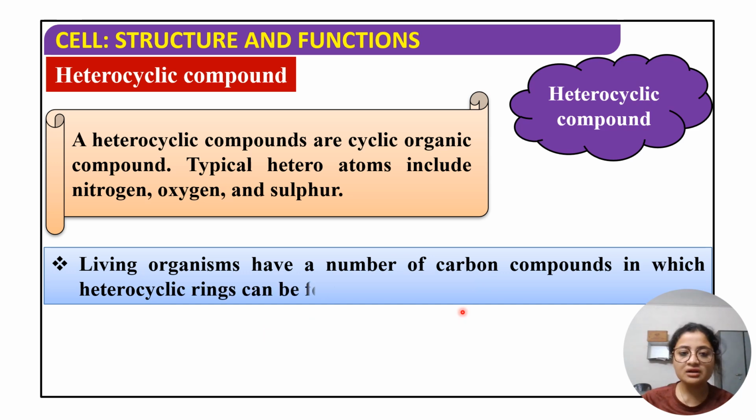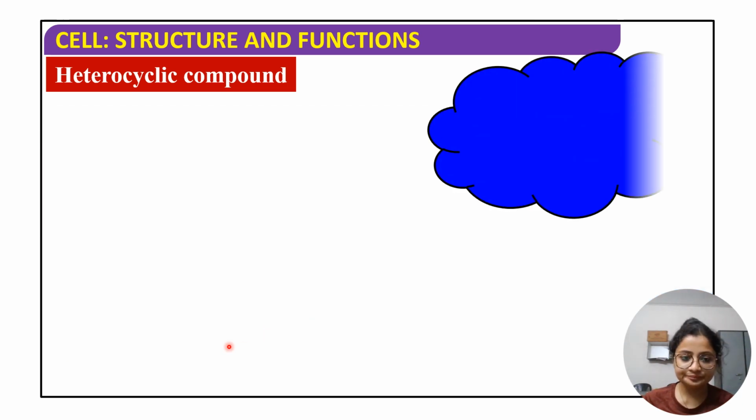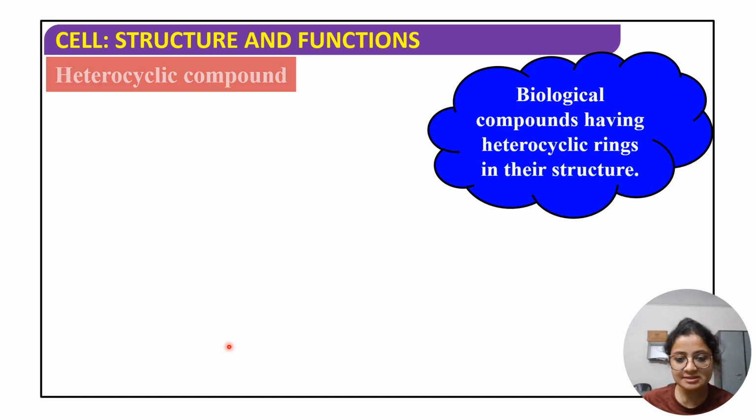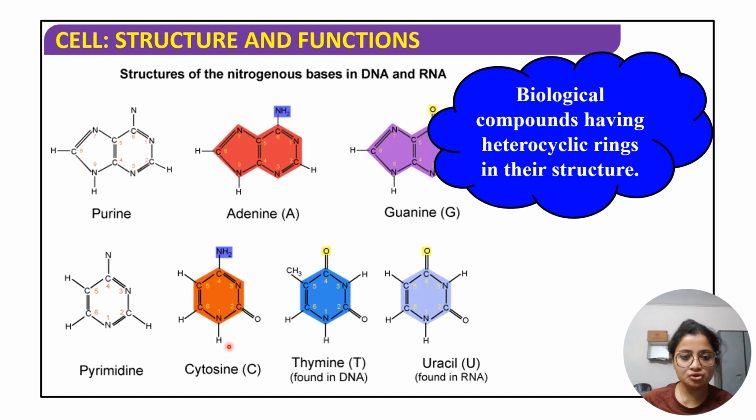Living organisms have a number of carbon compounds in which heterocyclic rings can be formed. So biological compounds having heterocyclic rings in their structure, just कुछ ऐसे biological compounds के बारे में यहाँ पे दिया हुआ है. These are basically the nitrogenous bases which are found in DNA and RNA. We all know what is DNA and RNA.